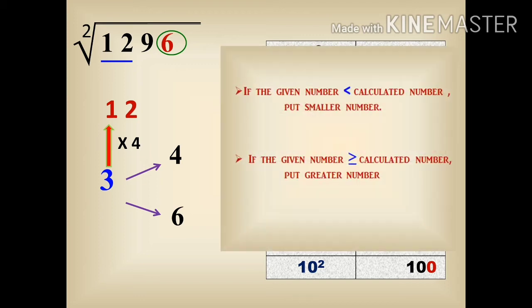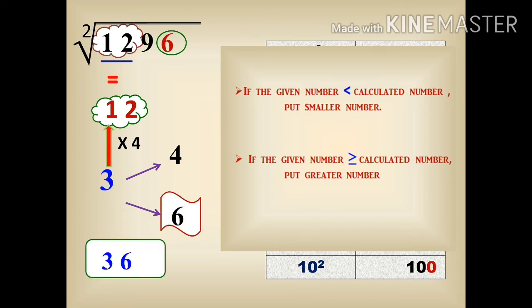Finally, we are going to do a comparison. After doing this only, we will come to know which number will come in the units place. The comparison is between the given number and the calculated number. The given number is the number in the question, and the calculated number is the number we found now. In this example, these two numbers are equal. If these two numbers are equal, we are supposed to write the bigger number of 4 and 6. So the bigger number is 6. So the answer will be 36.